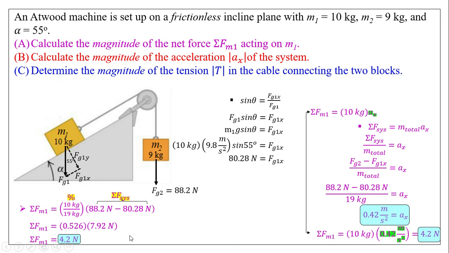So the difference between the percentages method is that I don't have to go through acceleration because I can just look at the system as a whole. Well, if you'd like to use Newton's second law, which is sigma F equals ma, you have to know what a is. So in this case, we just happen to find a, and that's the answer to part B, which is okay.